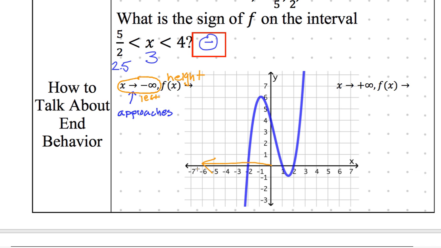What do you guys think? Positive infinity or negative infinity as I go to the left? It is negative. It's going down here, downwards towards negative infinity as I go to the left. So the answer here is negative infinity. Write it down.